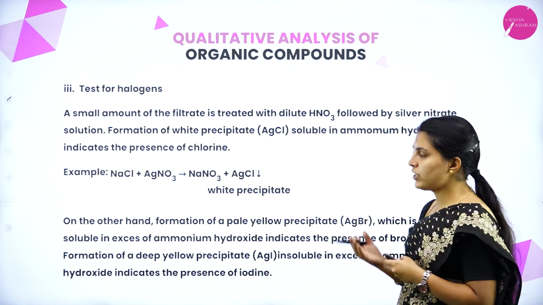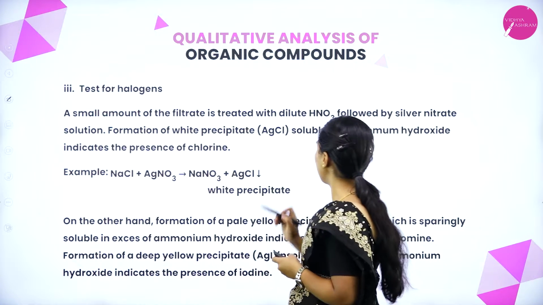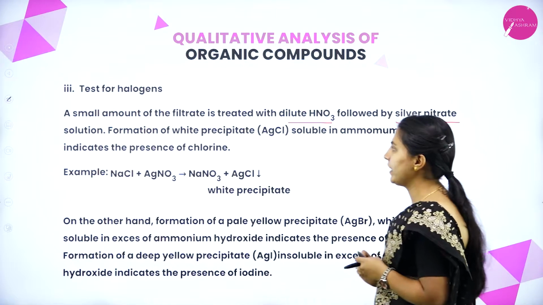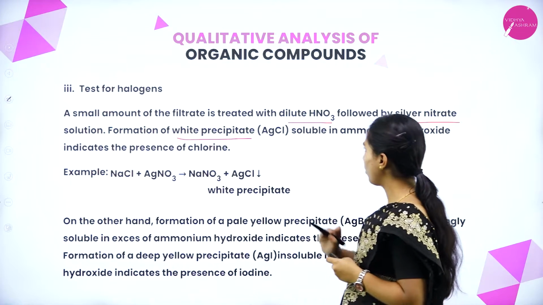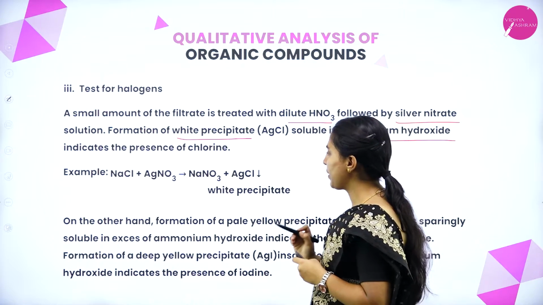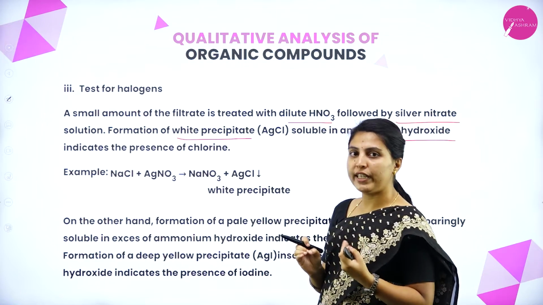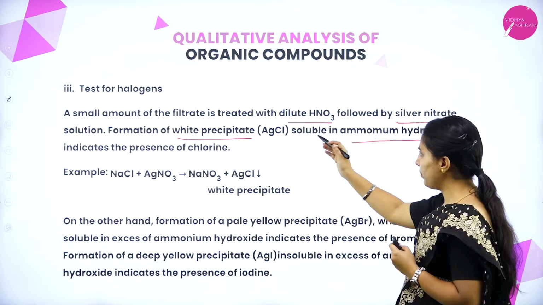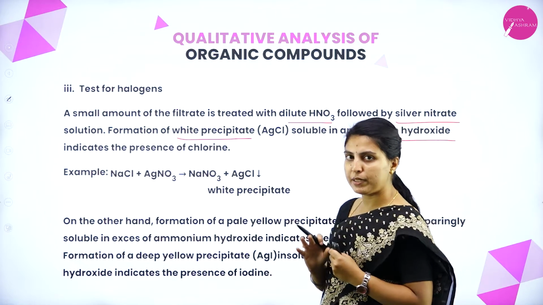Next is the test for halogens. A small amount of the filtrate is treated with dilute HNO3 followed by silver nitrate solution. Formation of a white precipitate of silver chloride soluble in ammonium hydroxide indicates the presence of chlorine. The small amount of filtrate, that is the sodium fusion extract filtrate, will be treated with dilute HNO3, and a white precipitate will form.